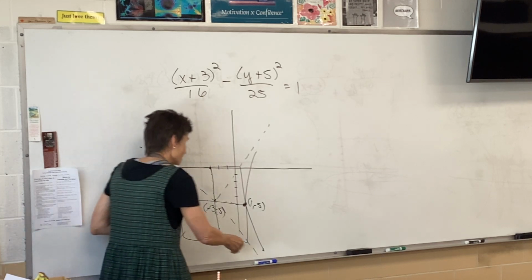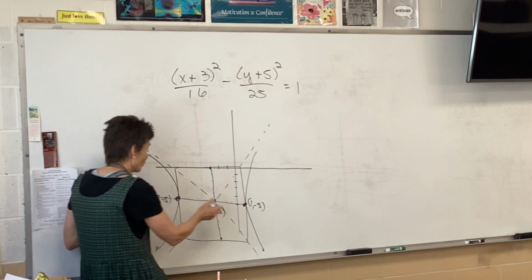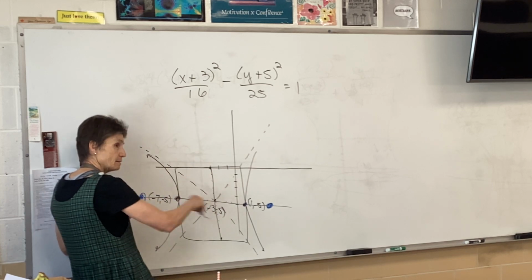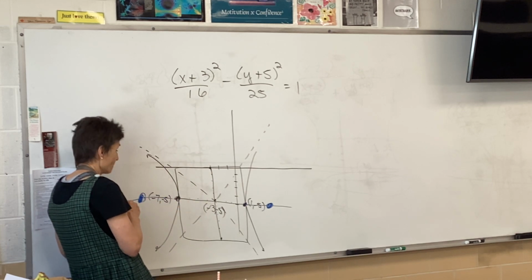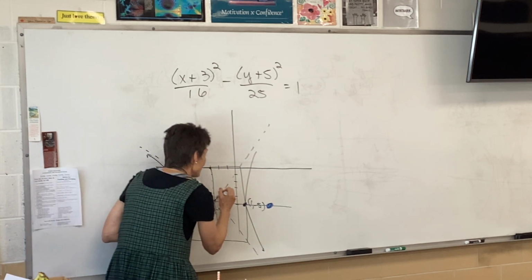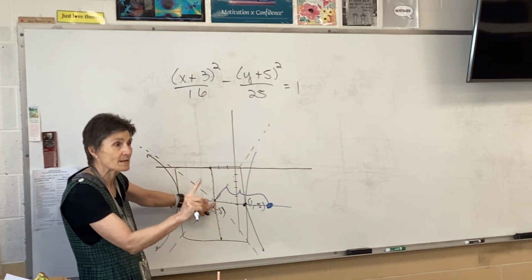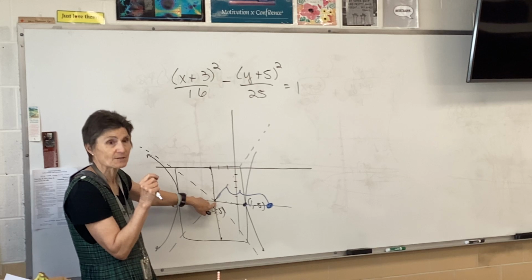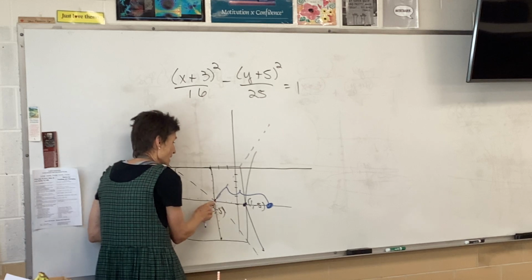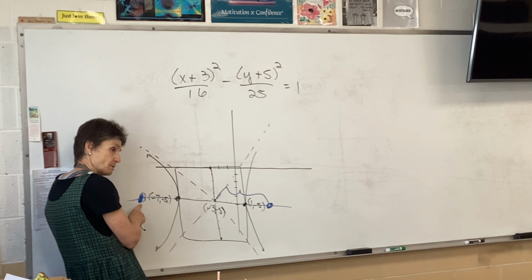Your foci, just like with the parabola, are always inside the curve. So your foci are going to be in here somewhere, inside the branches of the hyperbola. You could tell me where they were if you knew how far away they are from the center. Remember, everything gets measured from the center. The center's the starting point for everything. So we start at the center and add and subtract an amount.